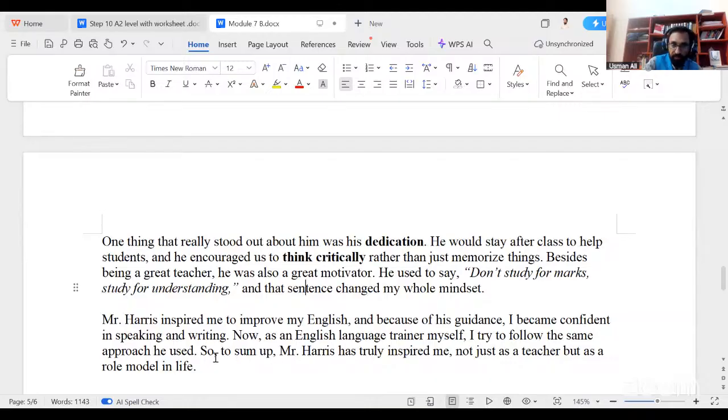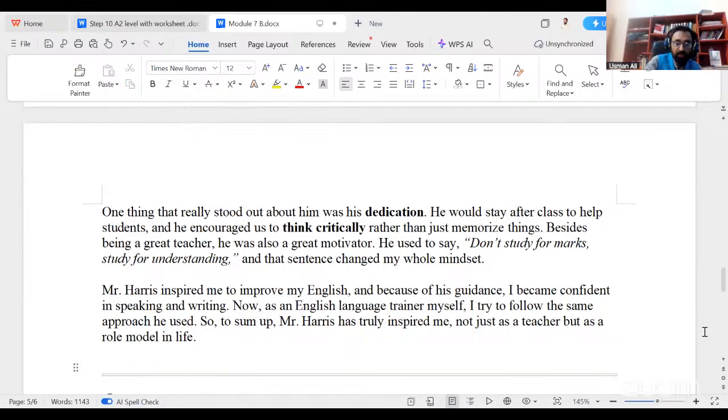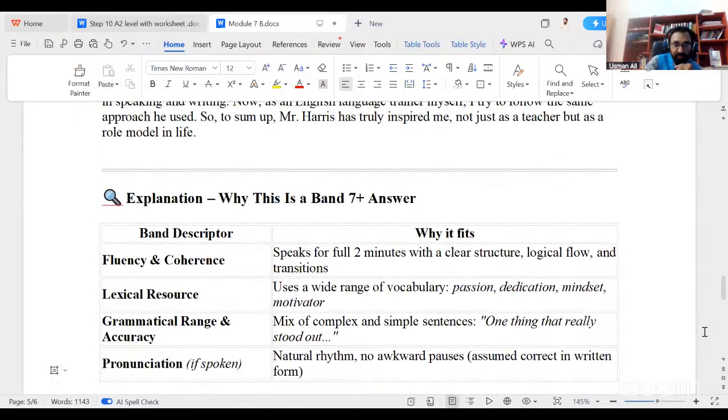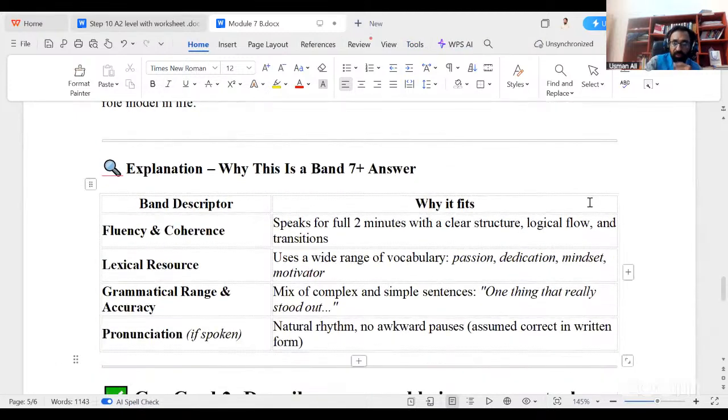Now, as an English language trainer myself, I try to follow the same approach he used. To sum up, Mr. Harris has truly inspired me, not just as a teacher, but as a role model in life. Okay, this is not a full 2 minutes, but this is just an example. Explanation. Now you can take a screenshot of this part and read out why this is a band 7+ answer.